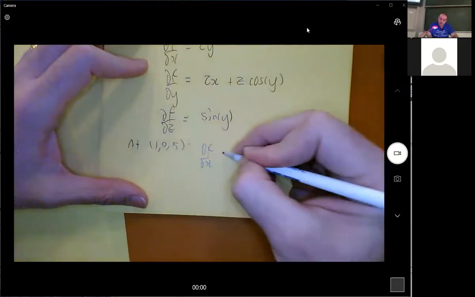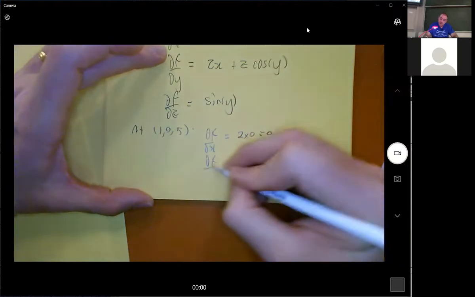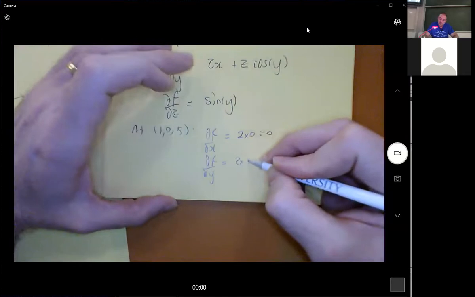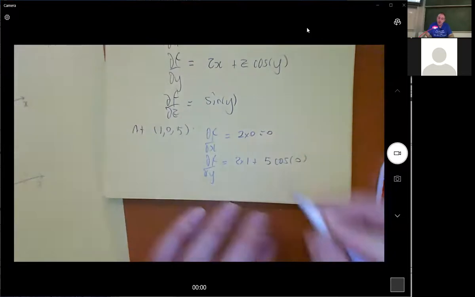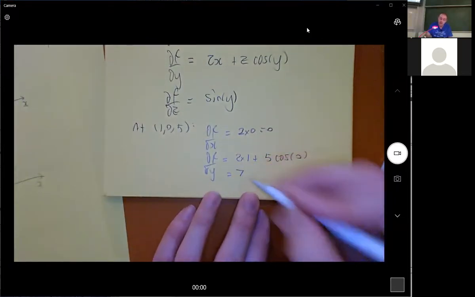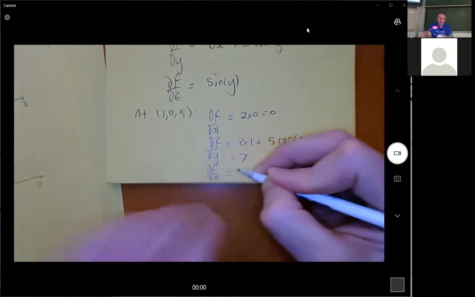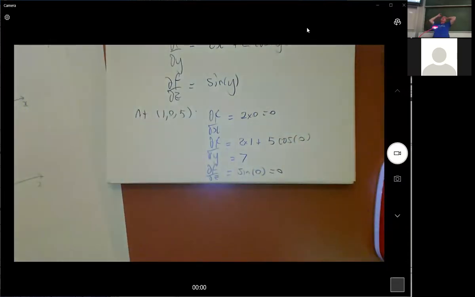df/dx is 2 times 0, which is 0. df/dy is 2 times 1 plus 5 times cos of 0, which is, now cos of 0 is 1, so that's 7. df/dz is sine of 0, which is also 0. Damn it, David. I didn't want them all to be 0. They're not all 0, but I didn't want 2 of them to be 0.